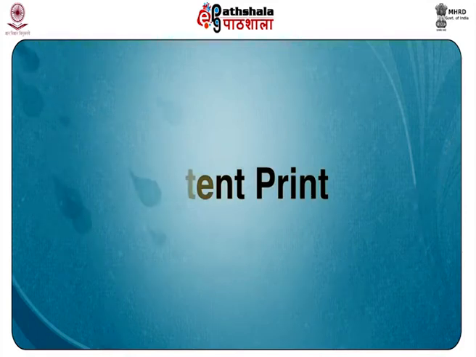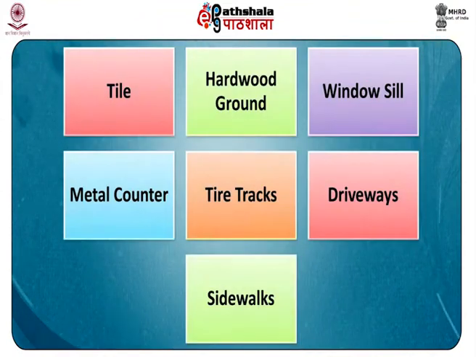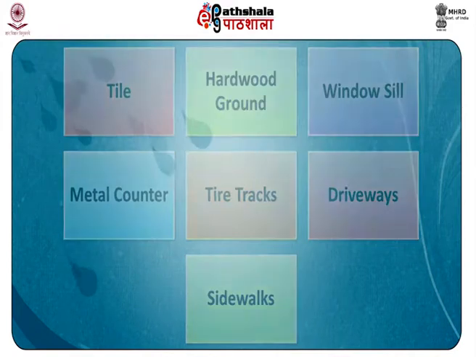Next category is the latent print. A latent print is not easily observable to the bare eye. This is formed by static charges between the sole or tread and the surface. Investigators use powders, chemicals and alternate light sources to observe these prints. Illustrations include shoe prints identified on a tile or hardwood ground, window sill or a metal counter, or a tire track detected on a road surface, driveway or sidewalk.